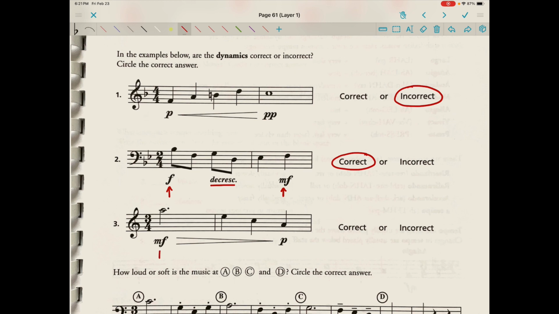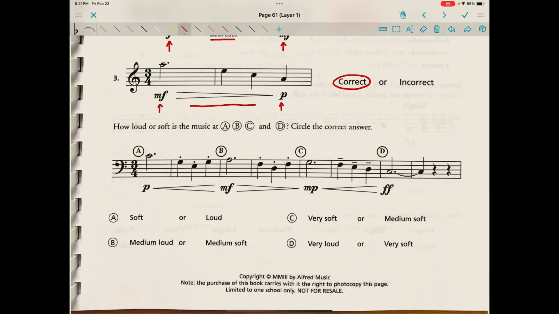And then we see a mezzo forte or medium loud with a decrescendo, so gradually getting softer, to a piano. Piano means soft. So yes, this is also correct. How loud or soft is the music at A, B, C, and D? Circle the correct answer. So right here at A, we have a piano marking. So we're supposed to be soft. Piano means soft.